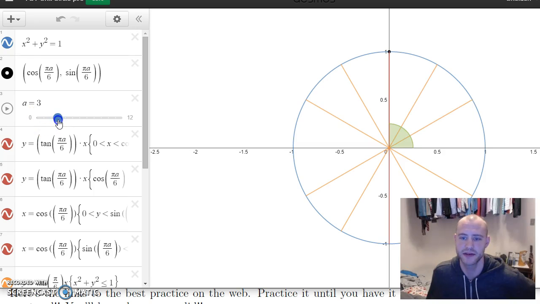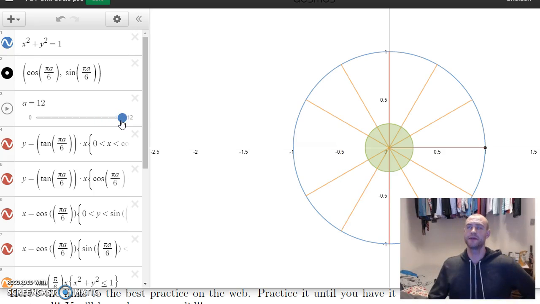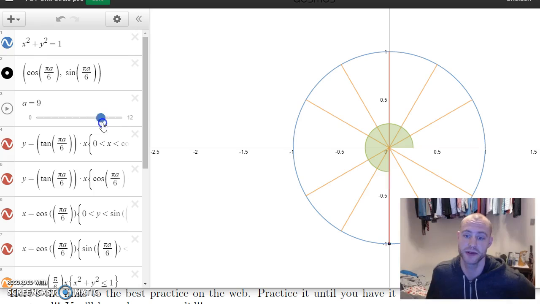There's 1 pi over 6, 2 pi over 6, 3 pi over 6, 4, 5, 6, 7, 8, 9, 10, 11, 12 pi over 6. If you simplify 12 pi over 6, what does that simplify down to? 2 pi, which is perfect because that's one complete rotation around the circle. That's what we want. 2 pi radians, remember, is one complete rotation. It's equivalent to 360 degrees.